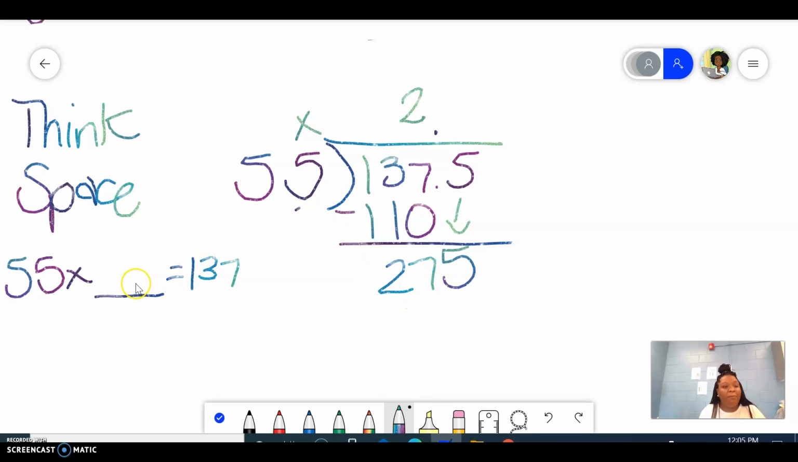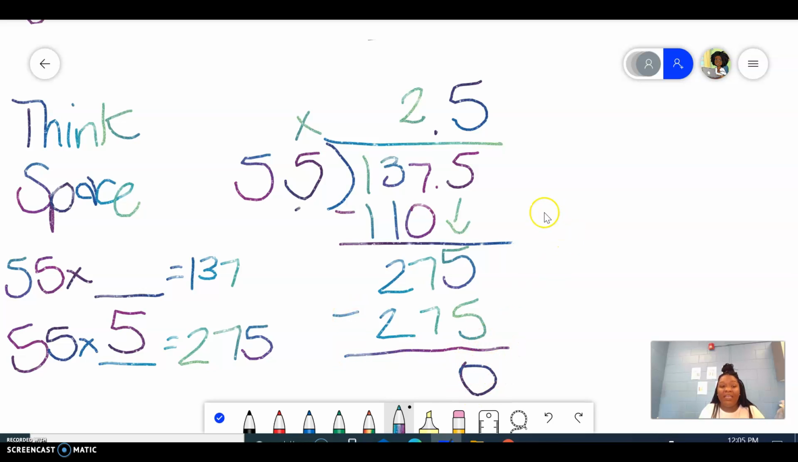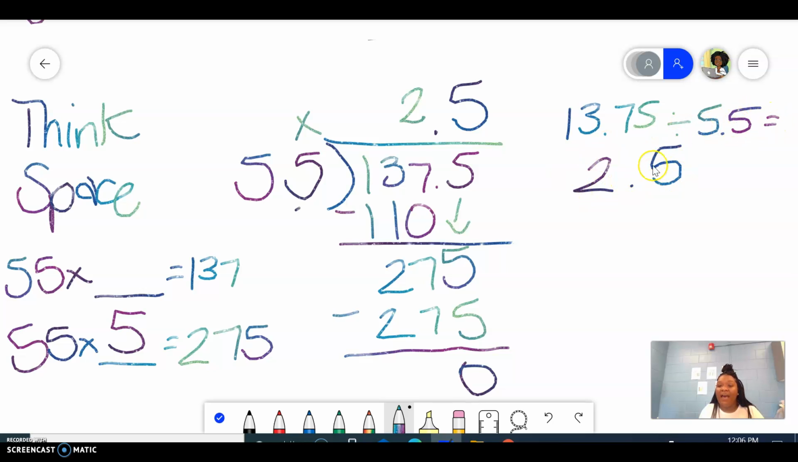And so now I have to figure out back over in my think space, 55 times what will equal 275 without going over. And the answer here is 5. They go in evenly. So my next step is to multiply. 55 times 5 is 275, with no remainders. So our answer now when we ask the question, 13.75 divided by 5.5 is 2.5.